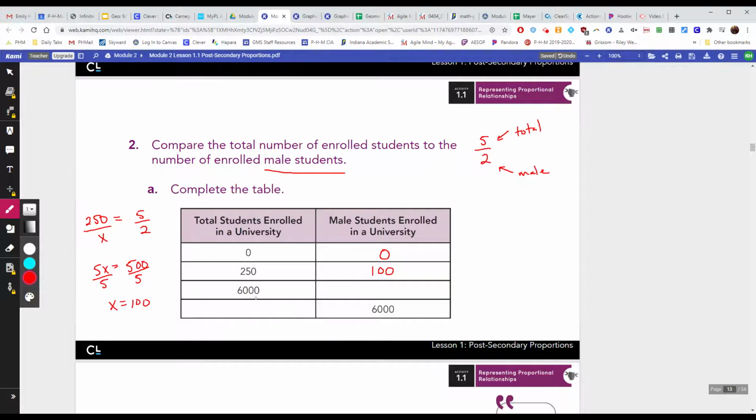Go ahead and try to figure out the number of male students if there are 6,000 total on your own. Pause the video, try it on your own.